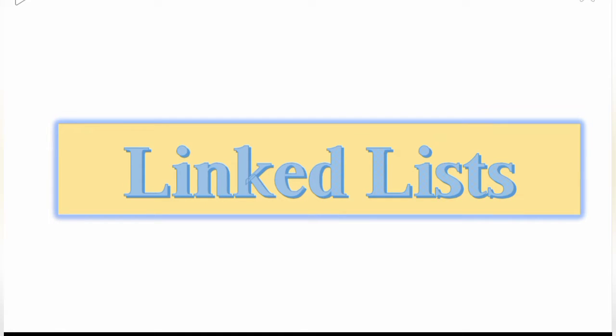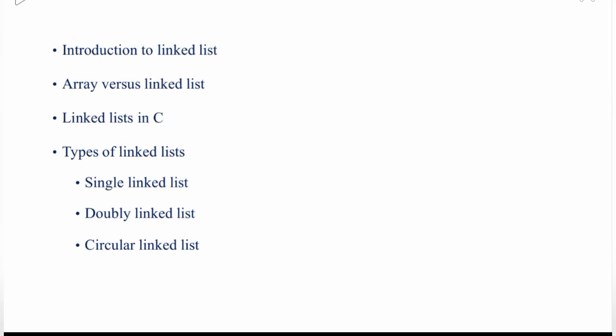In this video we are going to learn about the introduction to the linked list. So in this video we are going to learn about the introduction to linked list, array versus linked list, the linked list in the C language, and the different types of linked list, that is a single linked list, double linked list, and circular linked list. These topics we are going to cover in the next upcoming videos.